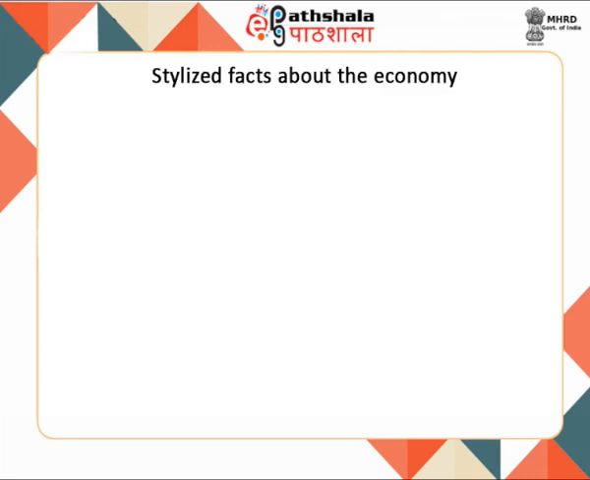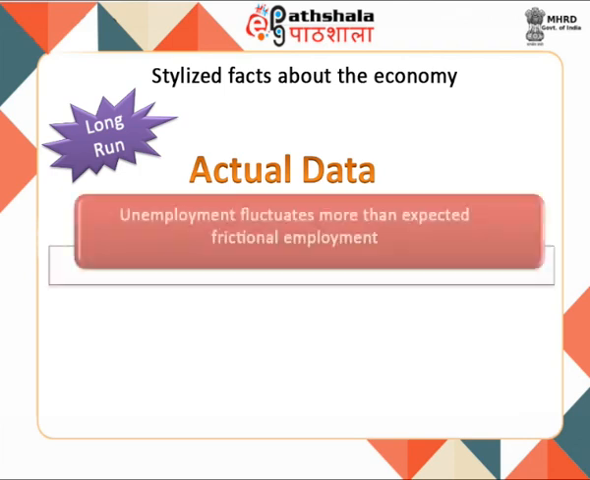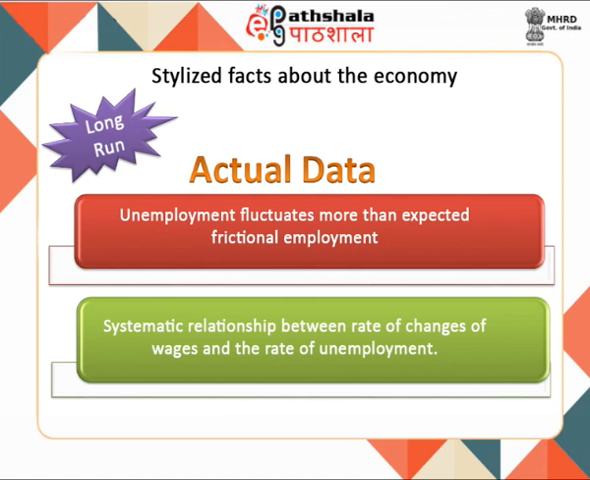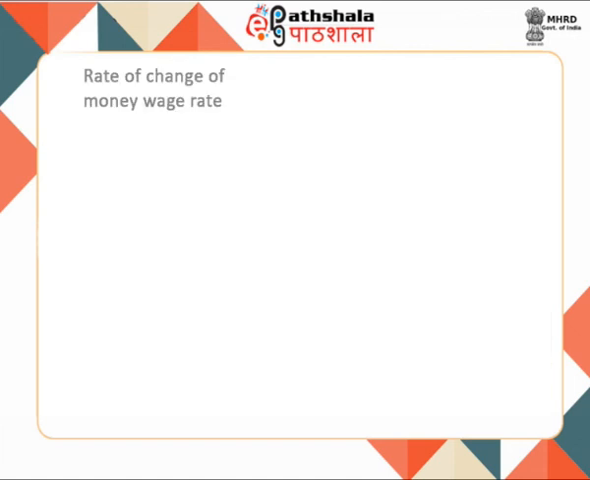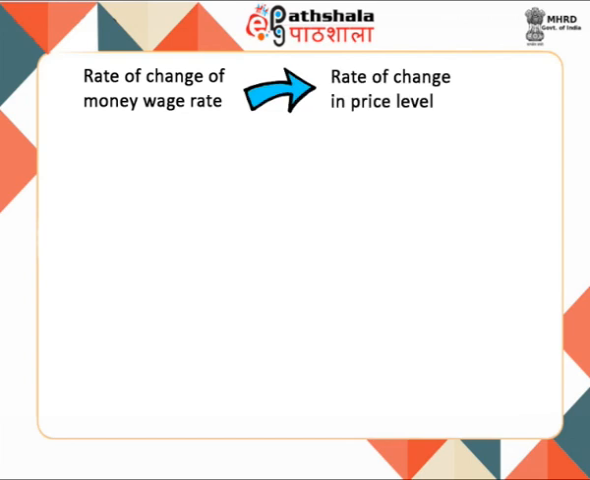However, there are some stylized facts about the economy. These facts are: contrary to the notion of pure frictional unemployment, that is, the natural rate of unemployment, it has been observed that in the long run, actual data shows that unemployment fluctuates more than what is expected due to frictional unemployment. Actual data shows that there is a systematic relationship between the rate of change of wages and the rate of unemployment. The rate of change of money wage rate is directly related to the rate of change in price level.